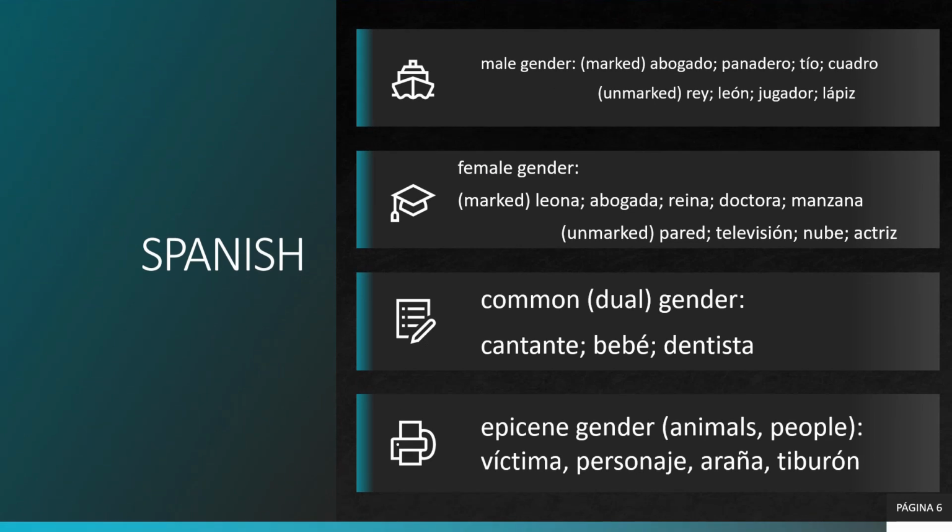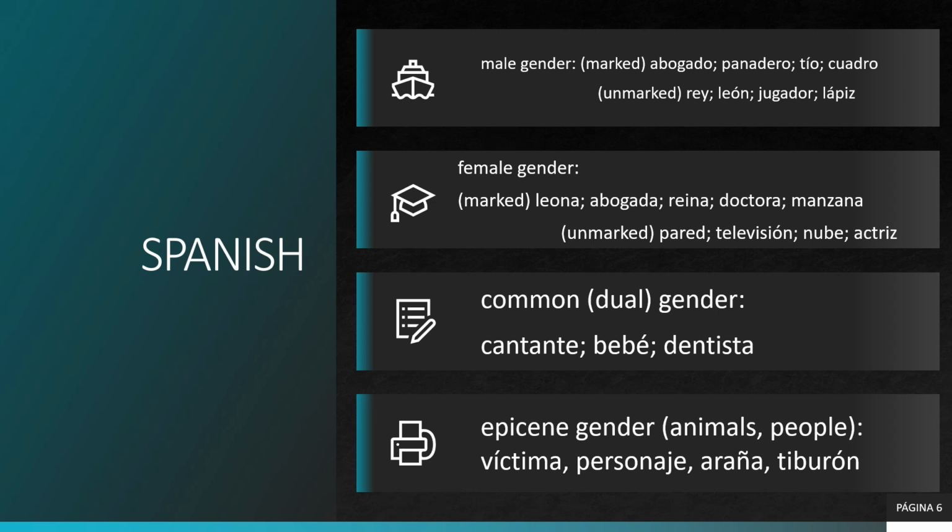What happens in Spanish? In Spanish, we also have male gender nouns, either morphologically marked gender, for example, with the suffix o: abogado, panadero, tío, cuadro, or even morphologically unmarked gender nouns: rey, león, jugador, lápiz.